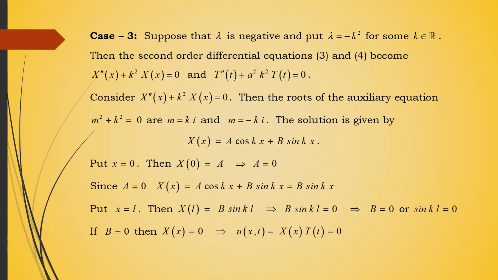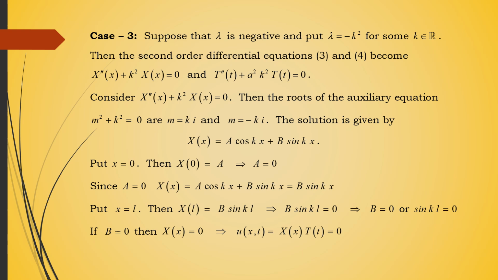Put small x = L in this equation, X(x) = B sin kx. Then we get X(L) = B sin kL. But X(L) = 0. So we get B sin kL = 0. This equation B sin kL = 0 implies either B = 0 or sin kL = 0.